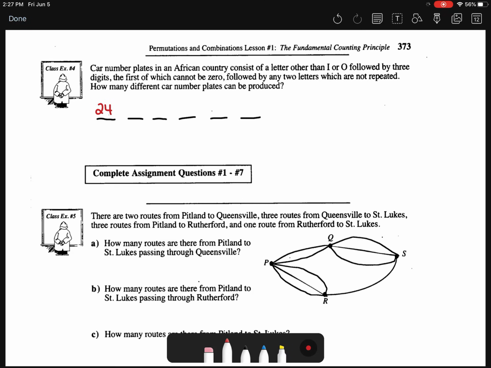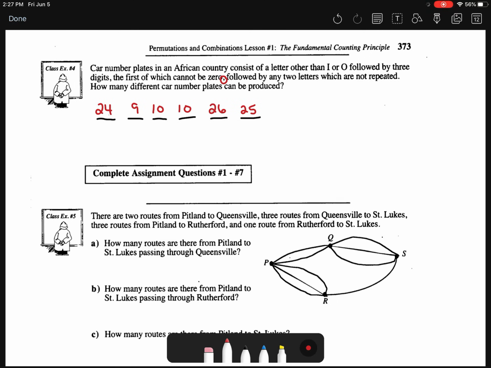Okay, then I'm going to have 3 digits, the first of which can't be 0. So there are 10 digits. I can't use 0 for the first one. But then the other 2 I can, so it's 10 and 10 are my options there for those digits. Now, what's important here is the comma, followed by any two letters which are not repeated. So this is going to be 26 and 25.